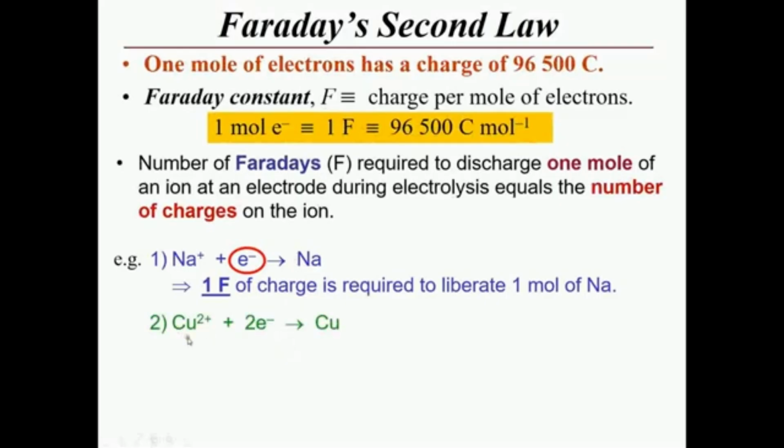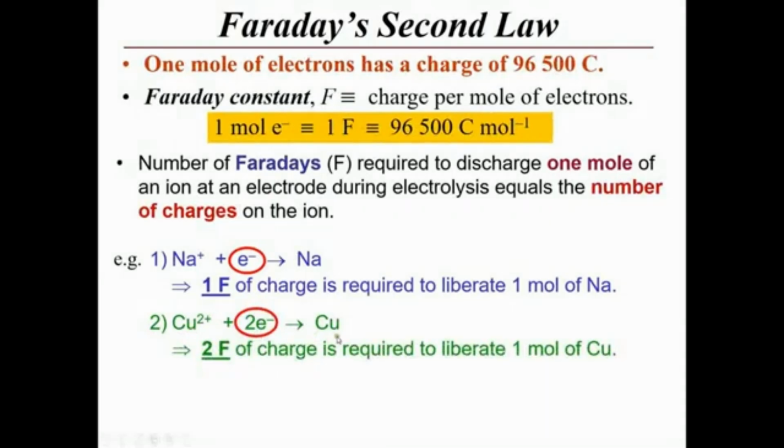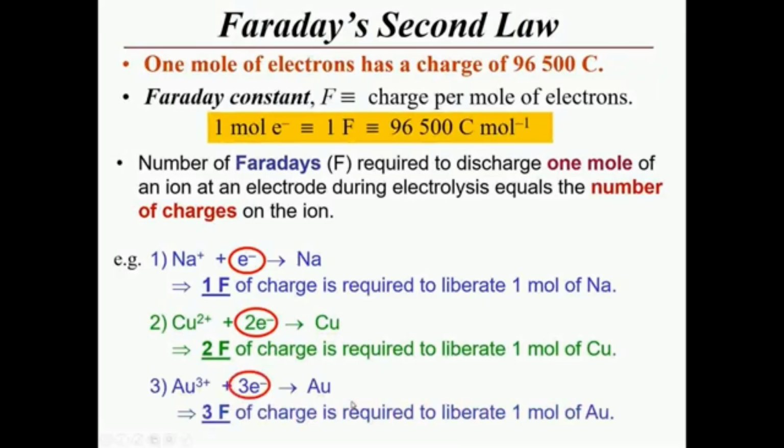Now, for the discharge of copper-2 cation, 1 mole of Cu2+ requires 2 moles of electrons to form 1 mole of copper. Hence, from the equation, we have 2 Faraday of charge required to liberate 1 mole of copper. So in this case, 1 mole of gold, which has a charge of 3+, will require 3 moles of electrons to give 1 mole of metallic gold. Hence, from the equation, 3 Faraday is the charge required to liberate 1 mole of gold.